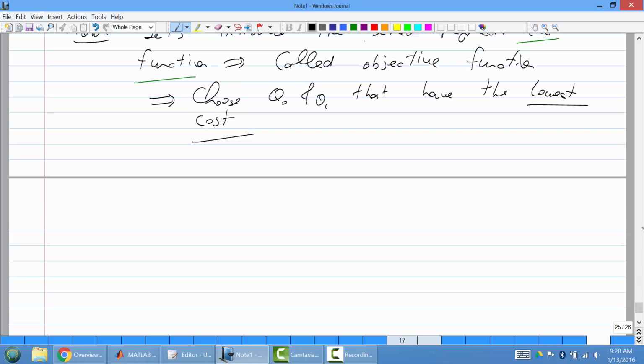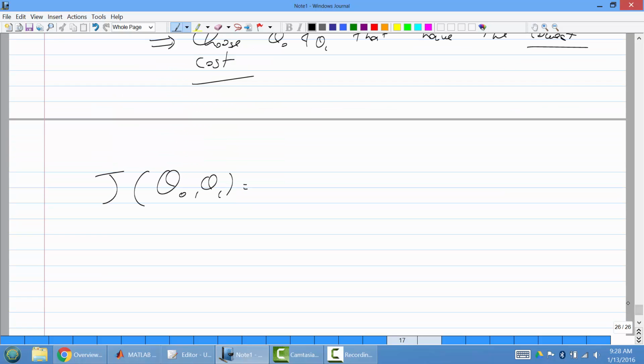It's going to look like this. Usually cost functions or objective functions are represented by a capital J, parameterized by the two parameters, theta 0 and theta 1. And what it's going to look like first, well, you probably want to sum up all the differences, right? From 1 up to m.